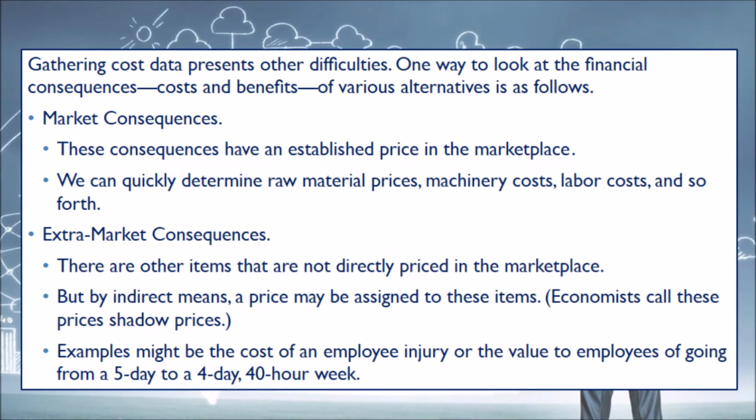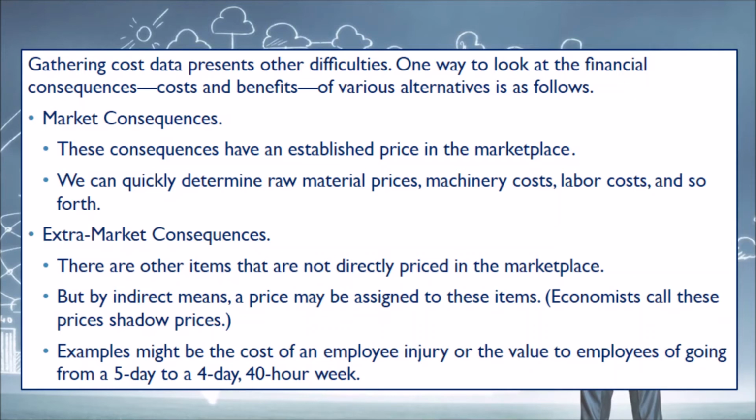Gathering cost data presents other difficulties. One way to look at the financial consequences, costs, and benefits of various alternatives is as follows. Market consequences. These consequences have an established price in the marketplace. We can quickly determine raw material prices, machinery cost, labor cost, and so forth.